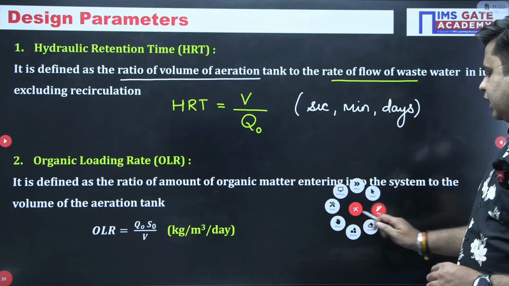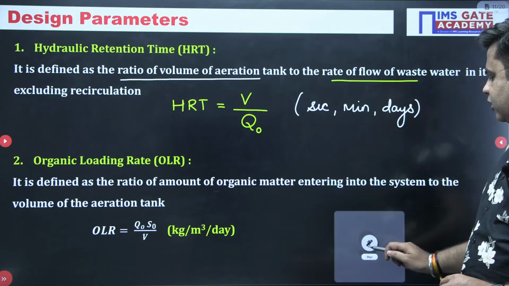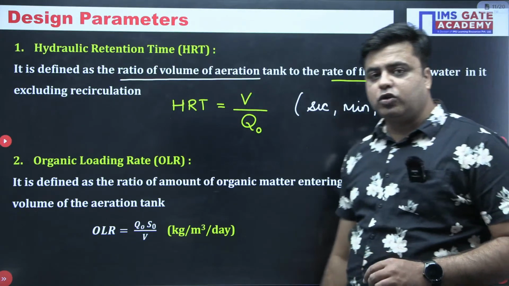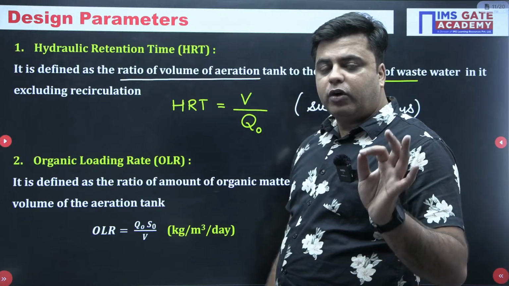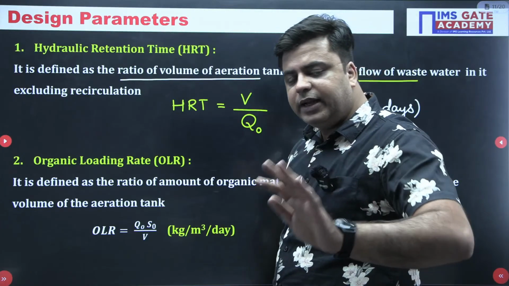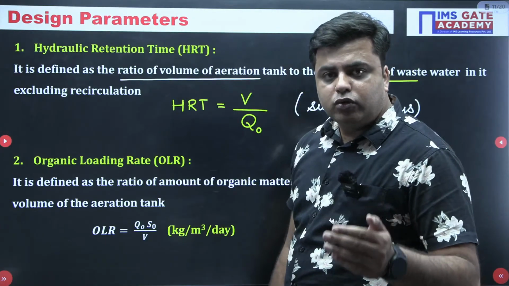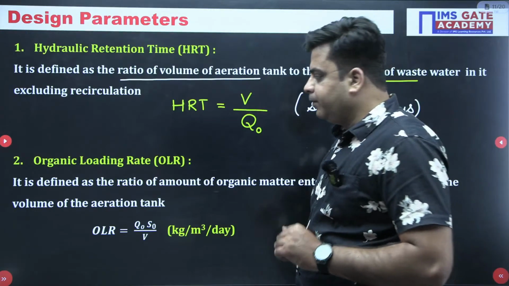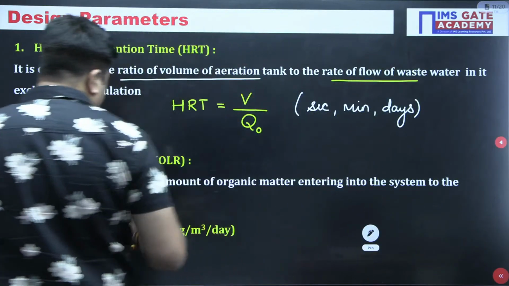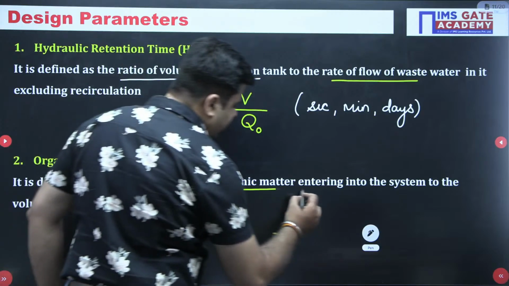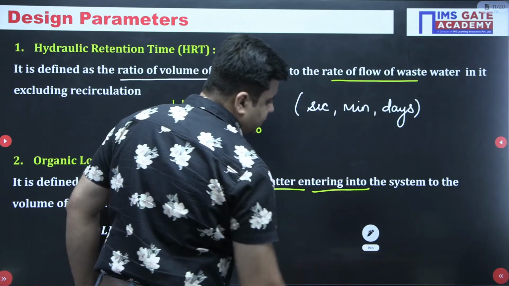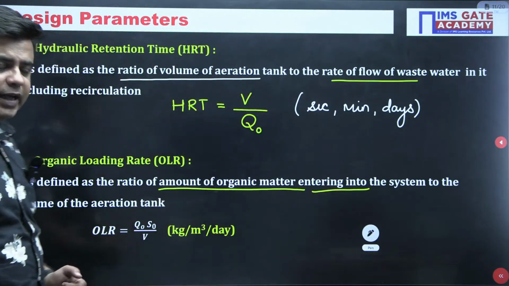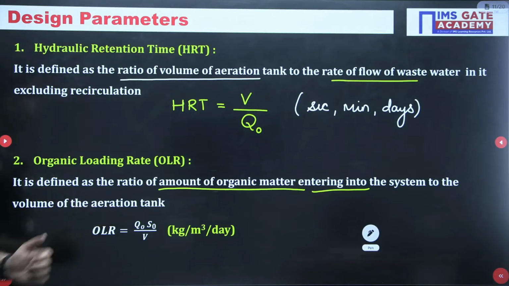Second one is known as the organic loading rate. Organic loading rate is defined as the ratio of amount of organic matter entering into the aeration tank to the volume of the aeration tank. So it is defined as the ratio of amount of organic matter entering into the system, or entering into the aeration tank, divided by the volume of the aeration tank.